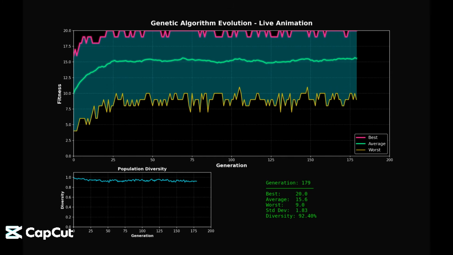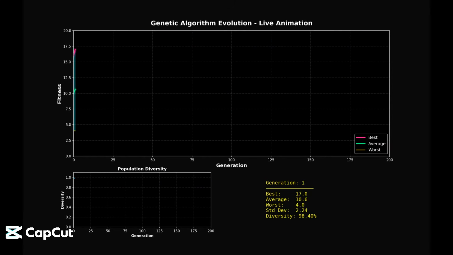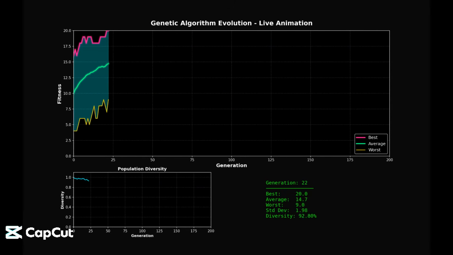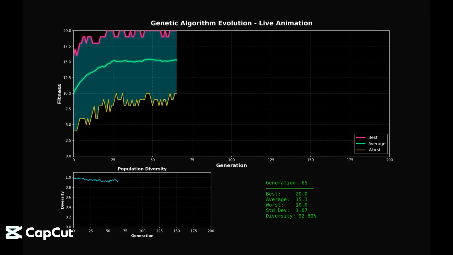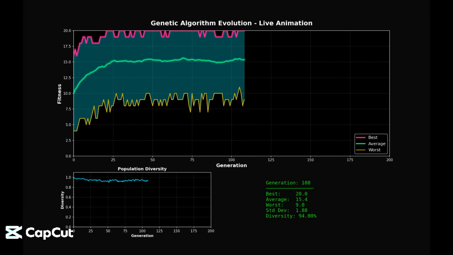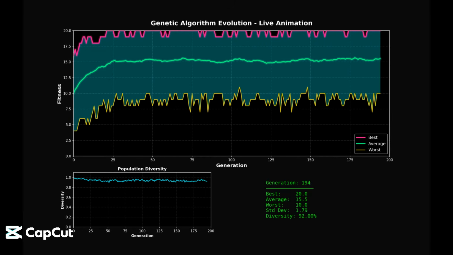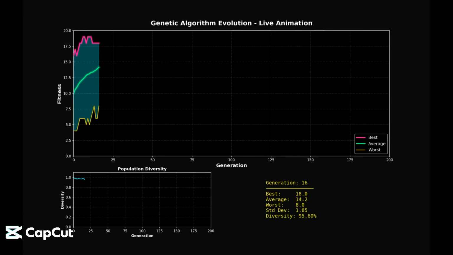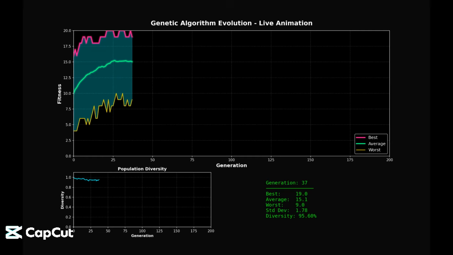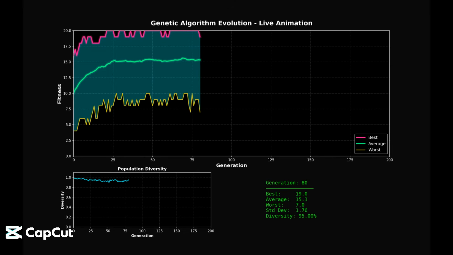Diversity measures how many unique individuals exist in our population, shown as a percentage. We start at 100%, everyone's different. As evolution progresses, this drops. Now, here's the nuanced part. Diversity loss is not bad if it's controlled. We want to converge toward good solutions. The danger is premature convergence, when diversity collapses too fast and we get stuck in a local optimum before finding the global best. Watch how the curve slopes. A gradual decline, healthy evolution. A sudden cliff? That would indicate trouble, but you won't see that here because our mutation rate keeps exploration alive.